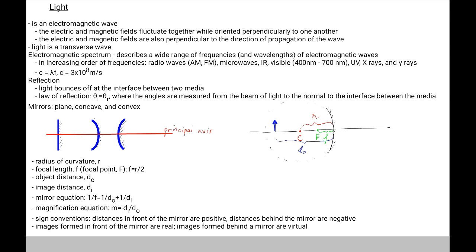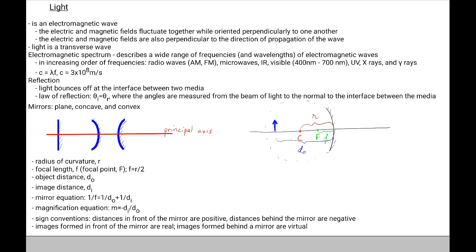So there is a relationship between the focal length, the object distance, and the image distance, and that is 1 over focal length is 1 over object distance plus 1 over image distance. Then there is something called magnification. So that has to do with whether the image is larger or smaller than the object. And then the magnification equation is negative di over do. So negative image distance divided by object distance.